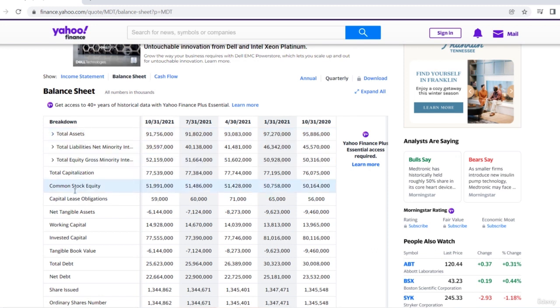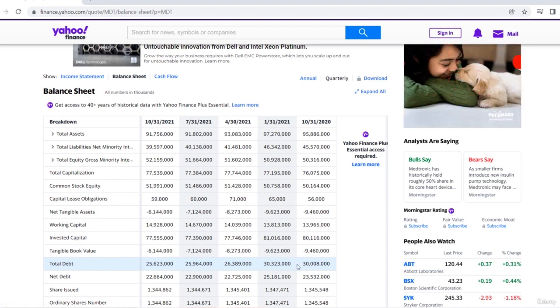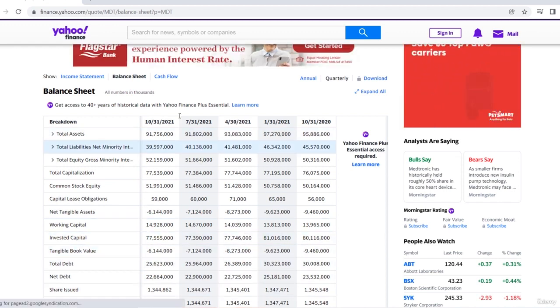I mean, certainly there's a lot more things you could go into detail on, and maybe that total debt might be a little concerning. But even that total debt they brought down from 30 billion to 25 billion. Remember the numbers are in thousands, so this would be in billions. So that seems pretty reasonable.